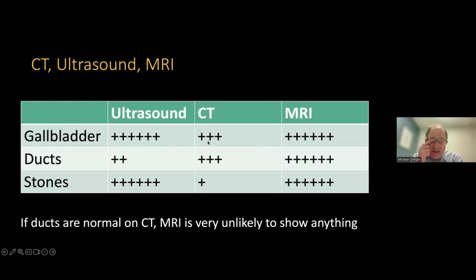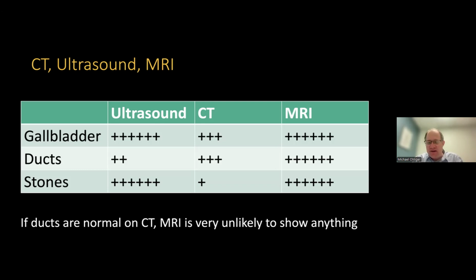Now, CT is actually very good for the biliary tree. It's maybe not as good as either ultrasound or MRI, but that doesn't mean it's bad. In fact, when most patients come into the emergency room with abdominal pain, or they have an elevated bilirubin or something like that, CT is usually the first diagnostic choice. It sees the gallbladder very well, and it sees the ducts very well. Maybe not in quite as much detail as ultrasound or MRI, but it does a fine job.